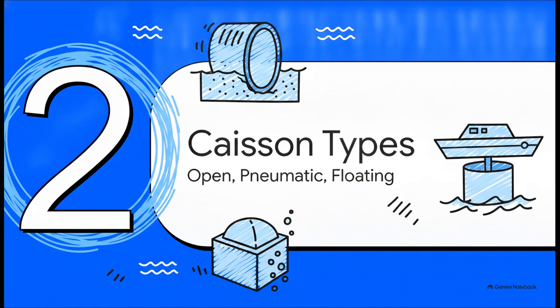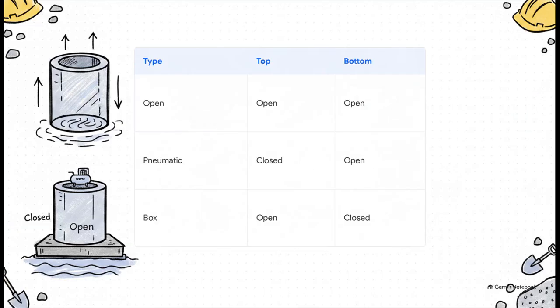Moving right along to Section 2, Exploring Caisson Types. So the word caisson literally translates to a large, watertight chamber. And what's really interesting about their taxonomy is how clearly it breaks down. Engineers classify them into 3 distinct types based on how they're built and installed. And it literally all comes down to what is open and what is closed during construction.